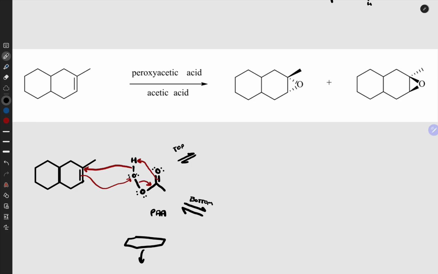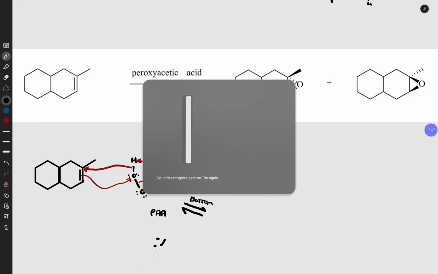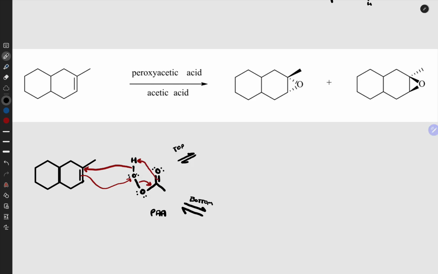If you were to turn it back towards us this way, you would get what we see right here. Hopefully that makes sense. So, top attack and bottom attack. Know also that when you're solving these kinds of mechanisms, you might not be given the products, but you should be expected to know that there are multiple products, especially if they say products, plural.